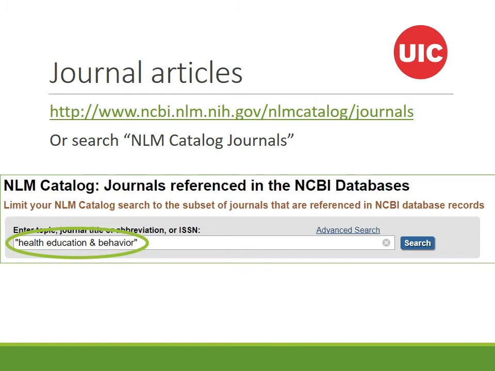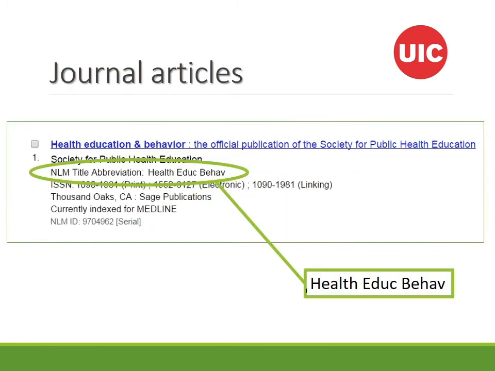Then search for the title of the journal, and you'll see a record of that journal along with the NLM title abbreviation. If you get too many results, try putting the journal title in quotation marks like I did here with health, education, and behavior.